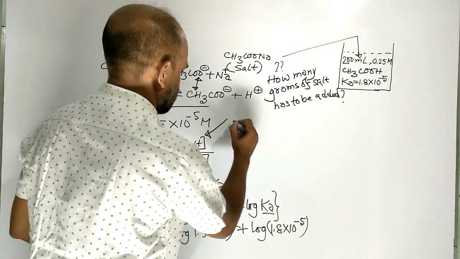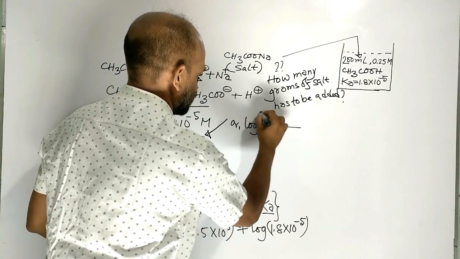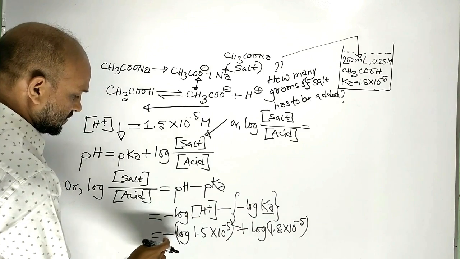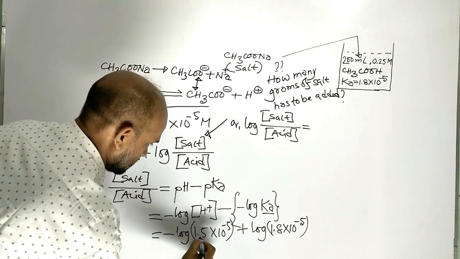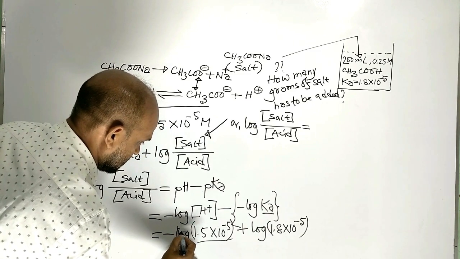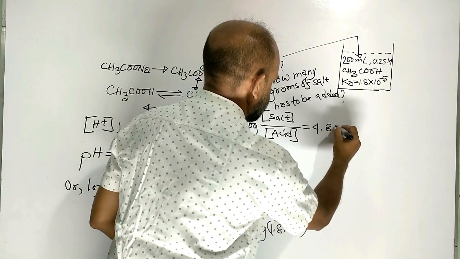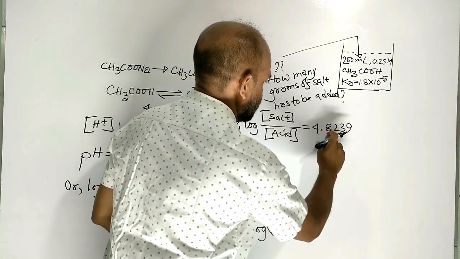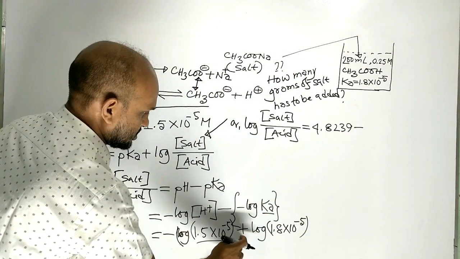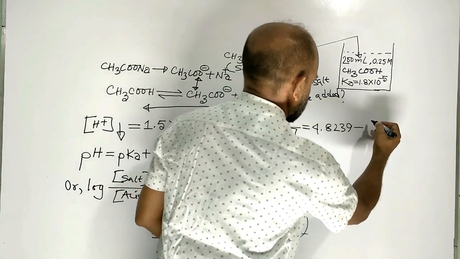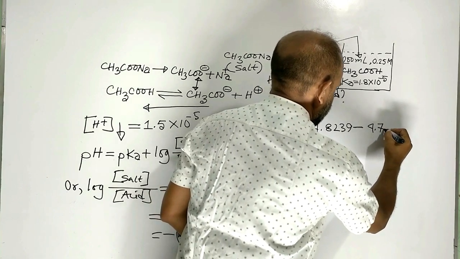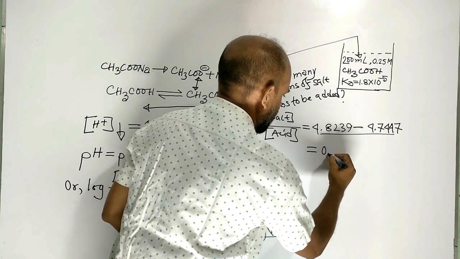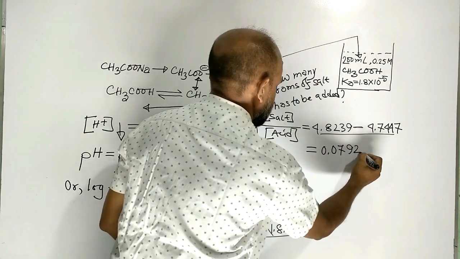Now from this we can write log of concentration of salt divided by concentration of acid on the right side, minus log of this equals 4.8239, minus log this equals 4.8239, then plus log this equals minus 4.7447. Then from this we get 0.0792.